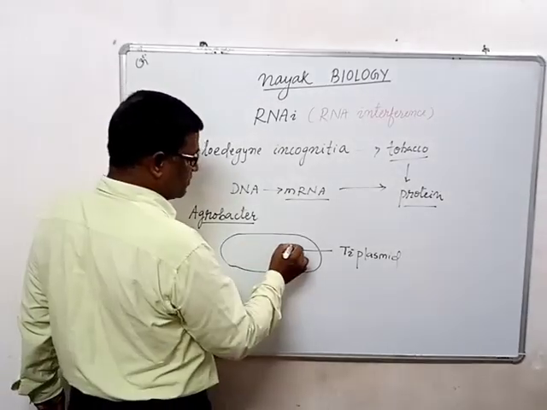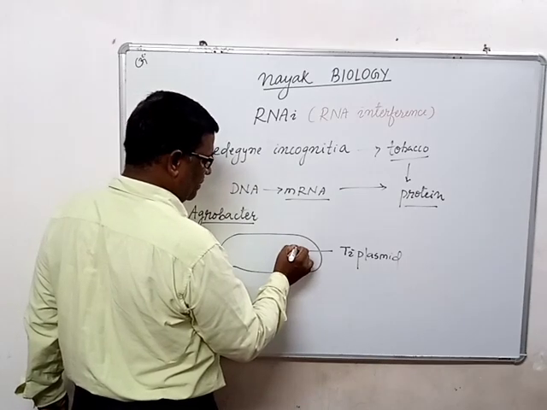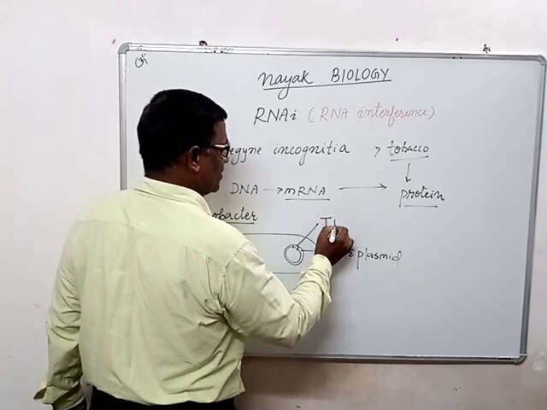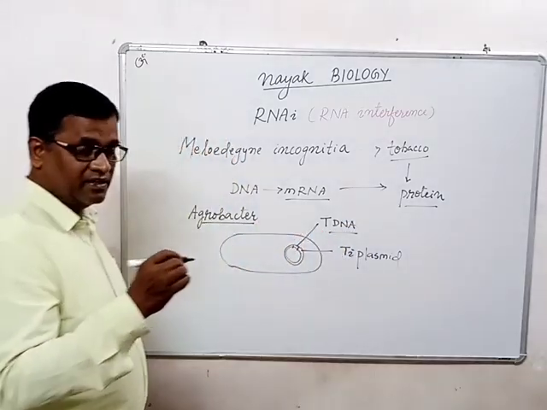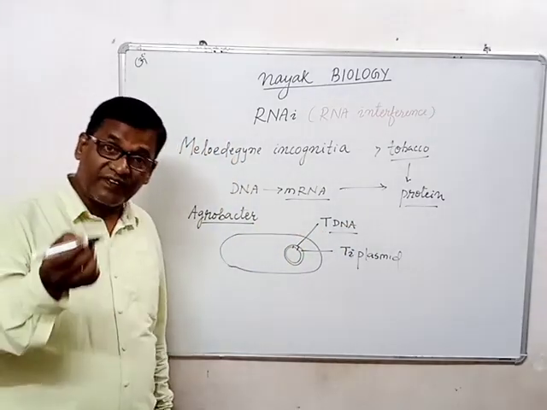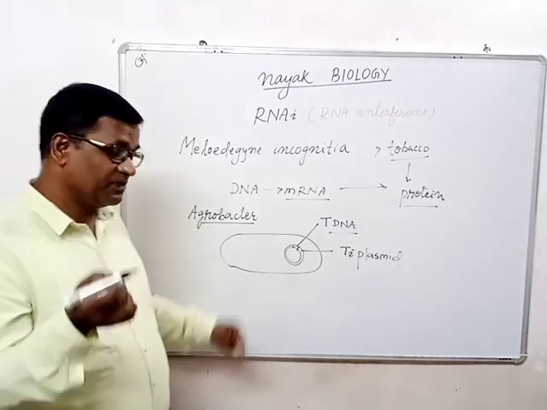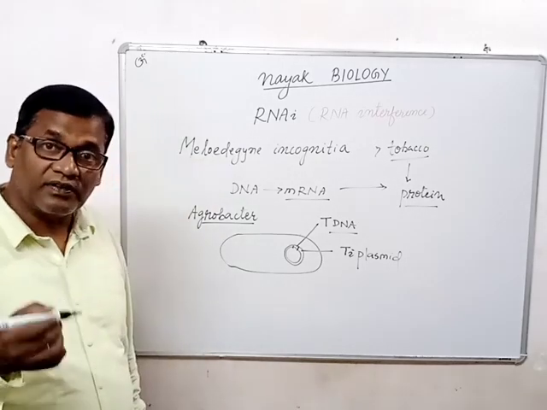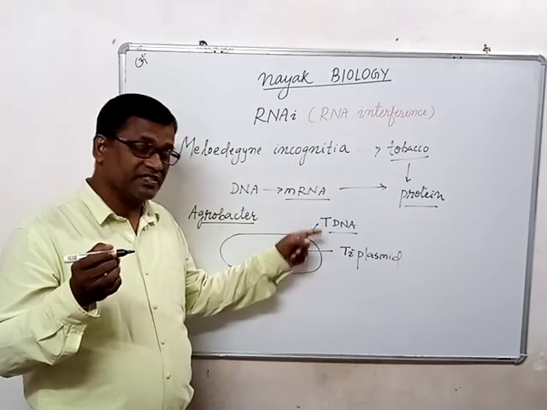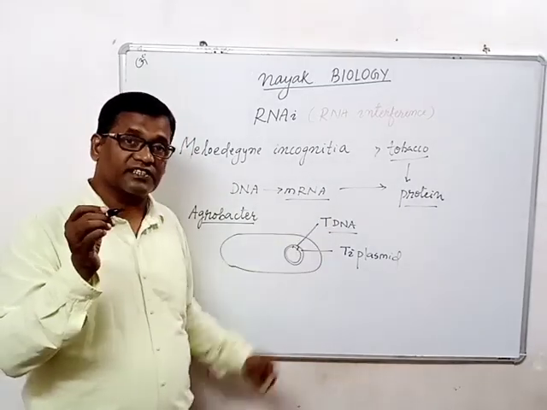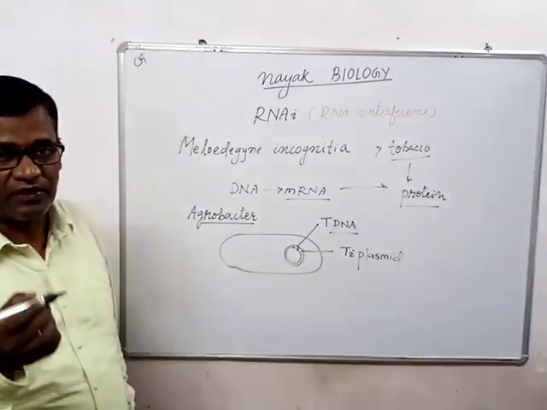Now you will take a small piece of DNA, which is called the tDNA. What is this tDNA? Transfer DNA. Why is it called transfer DNA? Because when it infects a eukaryote, the whole plasmid will not go inside the eukaryotic cell. Then how will it infect? It will send a small piece of DNA, the tDNA, transfer DNA, and infect the eukaryotes.